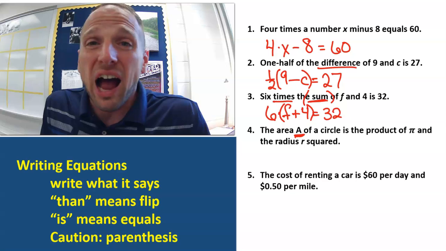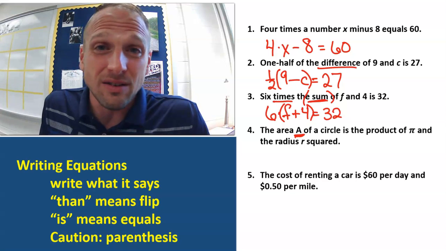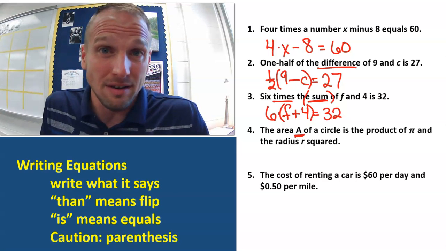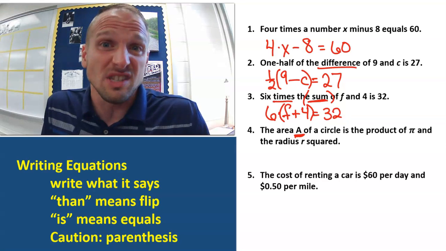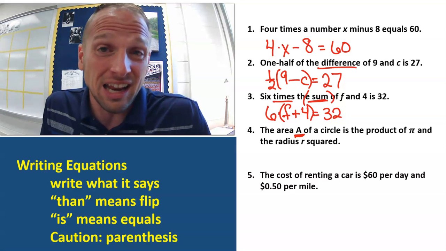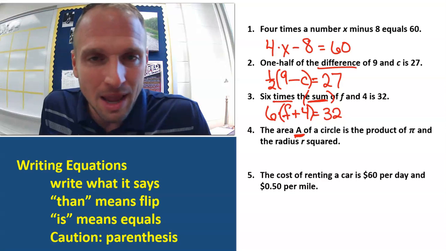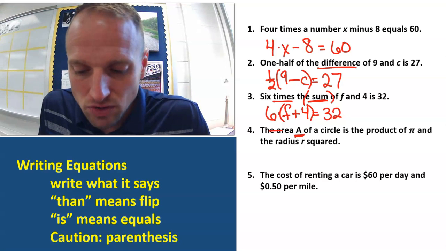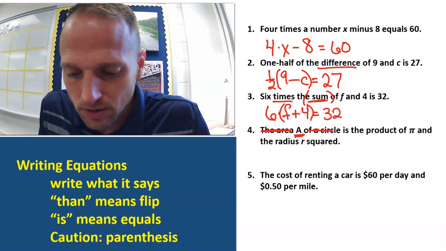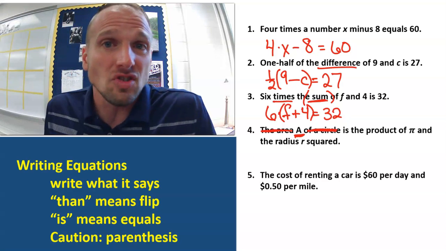So I don't need to write any of this stuff down twice. That's just redundant, okay? Redundant means doing the same thing more than once when it's not needed. So I don't need to write down A more than once. So A is the area of a circle. So I'm just going to cross out area of a circle, and that's just A.